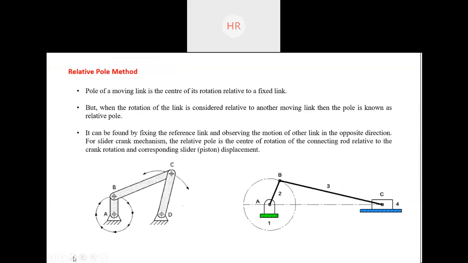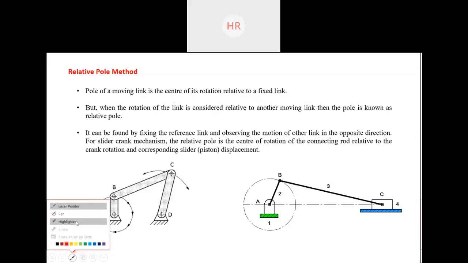Okay, relative pole method. So first of all, what do you mean by pole? What do you mean by pole? Pole is basically the center of rotation. You can say the pole of a moving link is the center of its rotation relative to a fixed link.